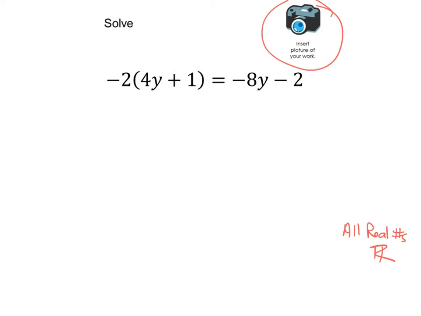This is like that last one where I have 2 ways that I can solve this. By looking at it, I know I can do distributive property first.